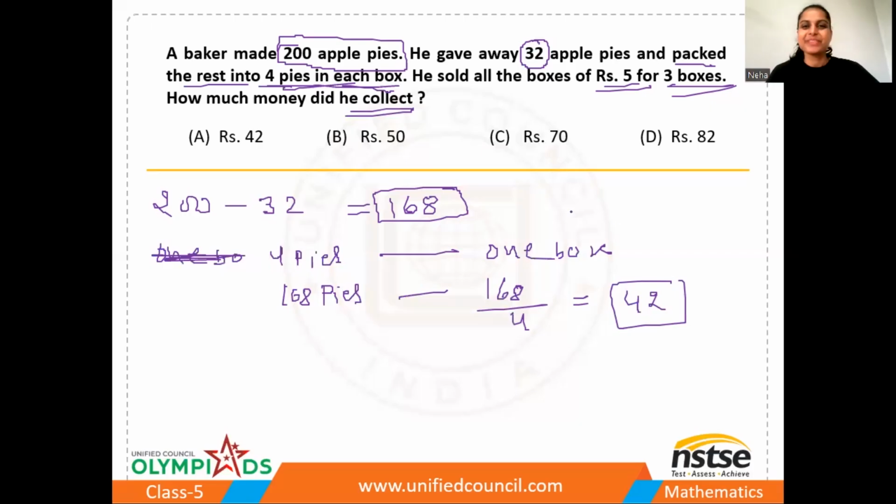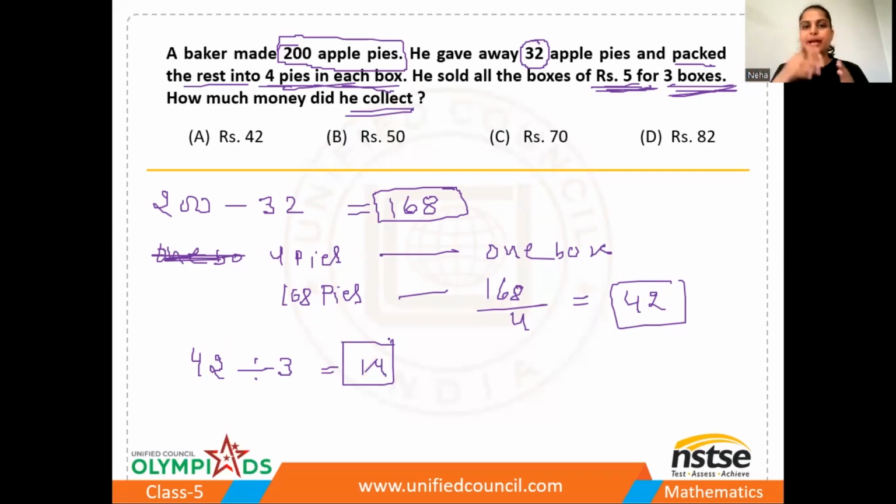Correct? Now, in the next line, he's saying that he sold all the boxes at rupees 5 for 3 boxes. Okay, so the price for 3 boxes is 5 rupees. So if I divide the 42, all total 42 boxes, into groups of 3, then how many groups am I going to have? 42 divided by 3. Yes, it is 14. Right? That means now we have 14 sets of 3 boxes. Okay, we have in total 42 boxes.